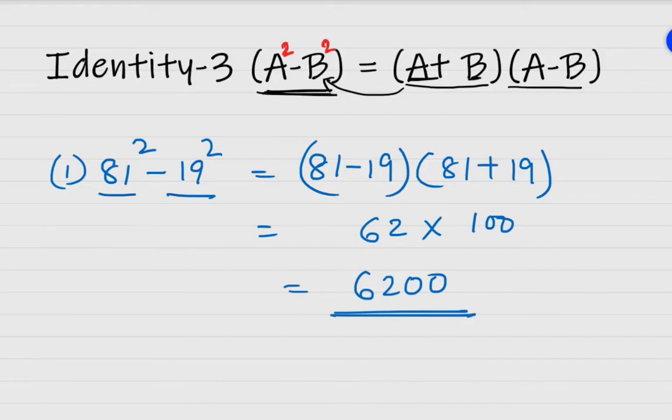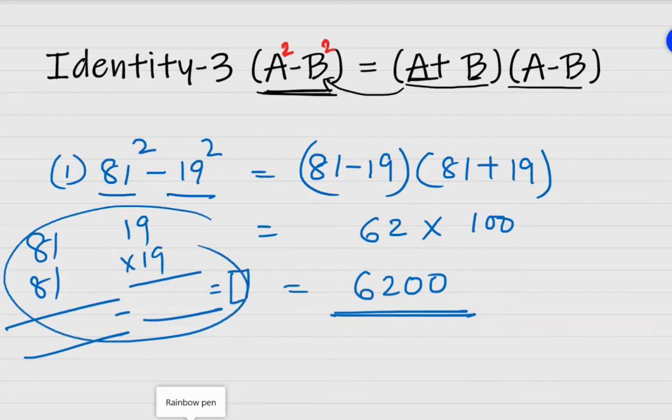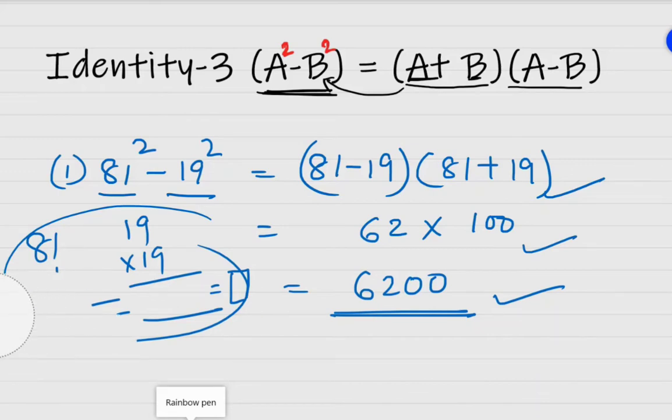So this way you can solve these type of questions easily. Otherwise, if you don't know this formula, you have to multiply 81 with 81 and then 19 into 19, and whatever answers you get, you have to subtract and then get the answer. So this is a very tedious job. Rather, if you go like this, it becomes very, very easy to solve this type of question.